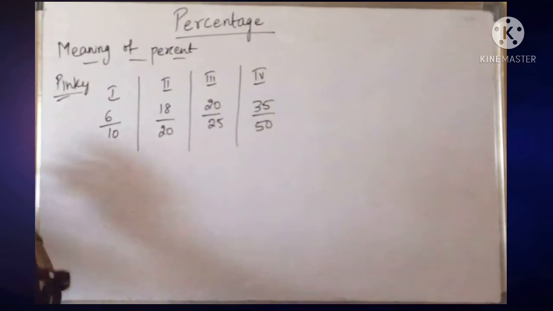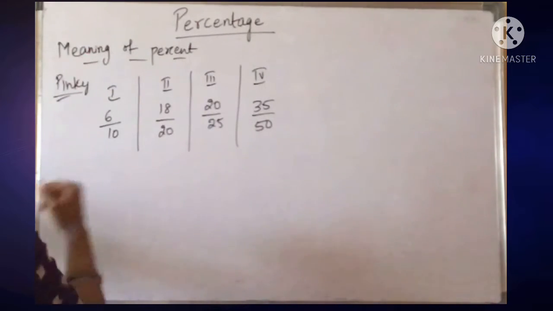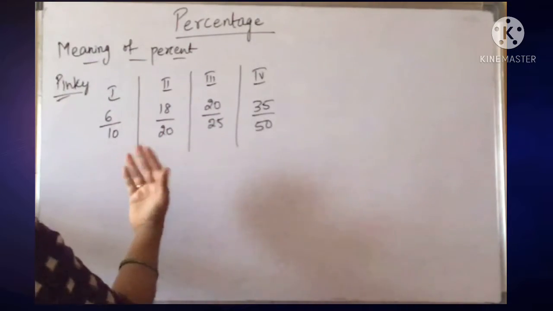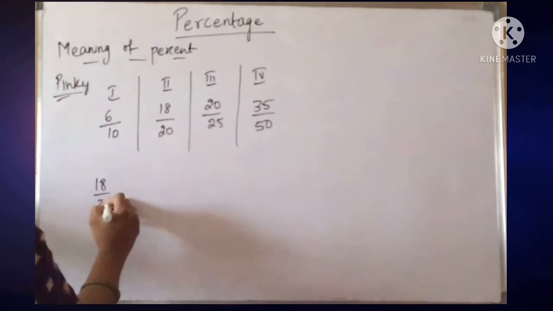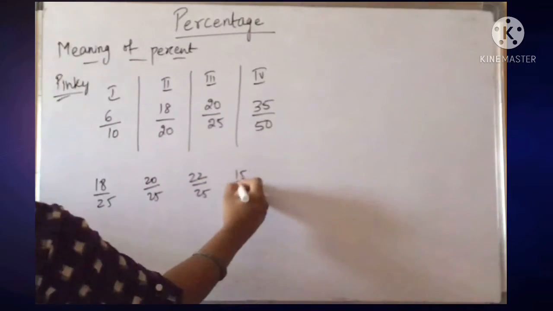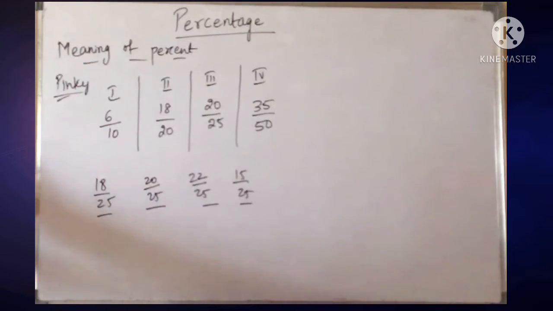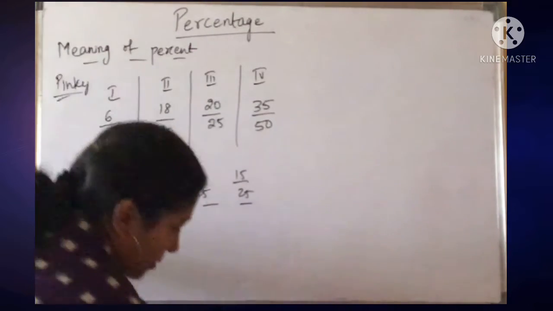But she is confused here. Even we are also confused, right? In which test did she score the highest? Which is the better test, in which test did she get the better marks? Can you say, children? If the total marks are the same, for example 18 out of 25, 20 out of 25, 22 out of 25, 15 out of 25, we can easily say which marks are better. Here 22 out of 25 is better.